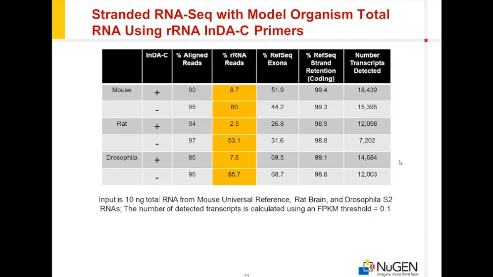And then in this last column, again, is the number of transcripts that were detected. This is data similar to what I had shown you for the human FFPE sample. But what's revealing here is that in each case, by removing this large burden of ribosomal RNA, so let's take, for example, the mouse example, you're able to get a higher level of gene count data. So the number of transcripts detected is elevated by removing this background of ribosomal RNA in each case. So in each case, in the presence of InDA-C, the number of transcripts detected is elevated.